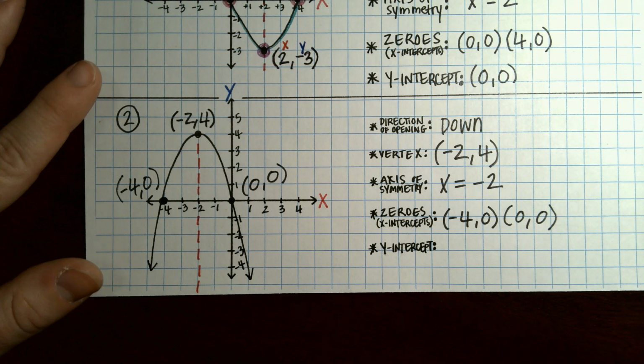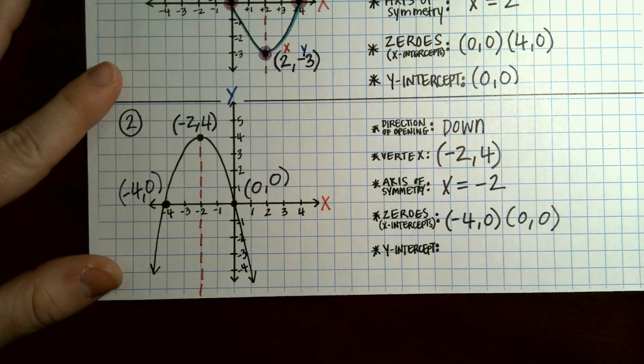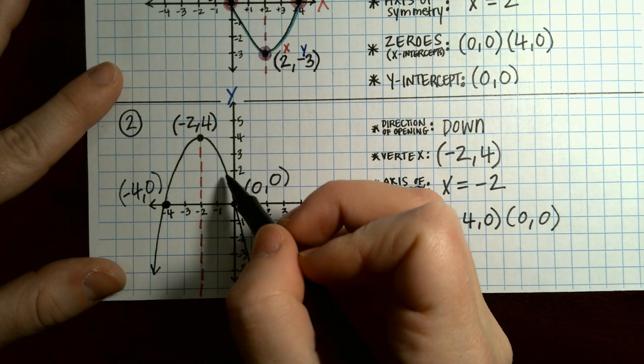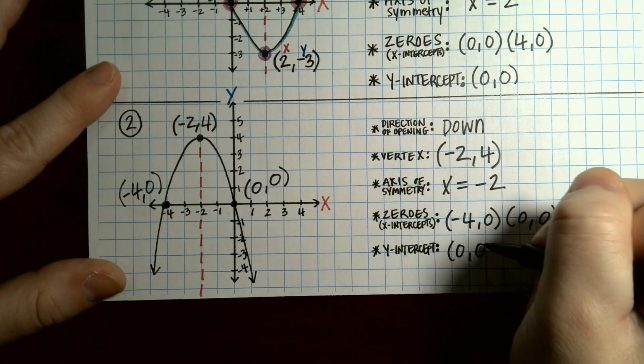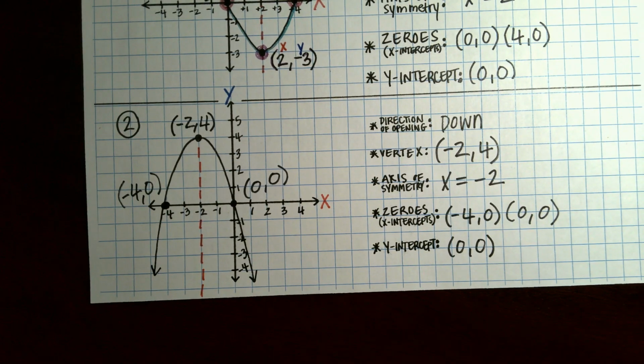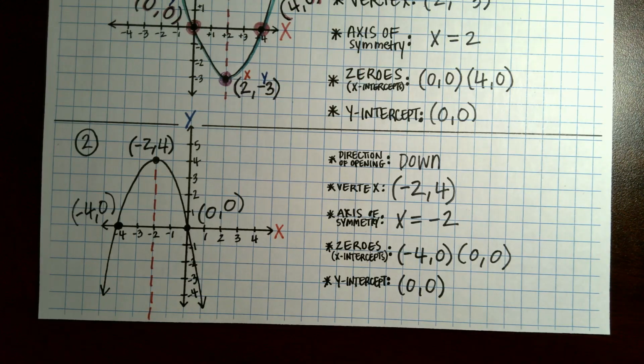Okay, how about our y-intercept? 0, 0. Yeah, same thing again. If we're crossing the y-axis, 0, 0, again. Okay, any questions about number 2?